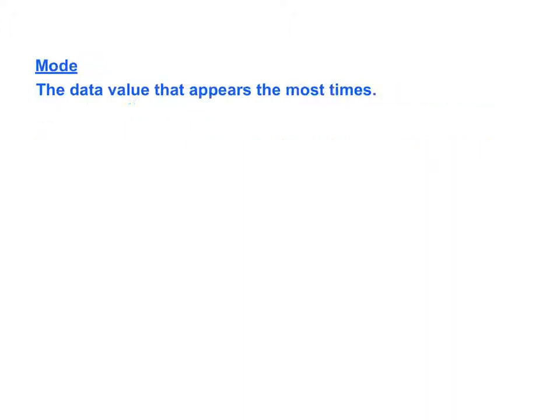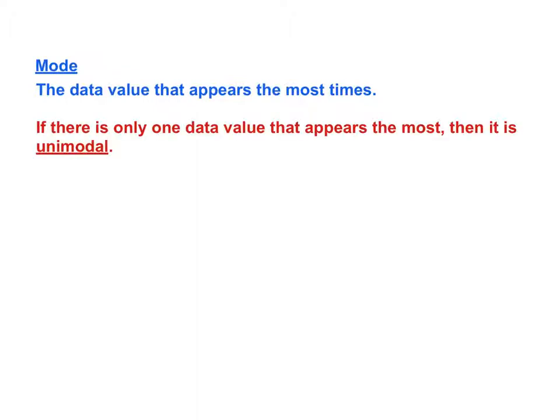Let's talk about the mode. That's the data value that appears the most times. And there's some different terminology than what you've seen in the past that I want you to become familiar with. Sometimes there will only be one mode. There will be only one data value that appears the most times. And if that happens, then it's called unimodal. So that means there's only one mode, unimodal.